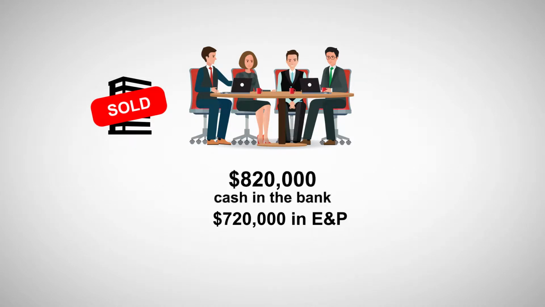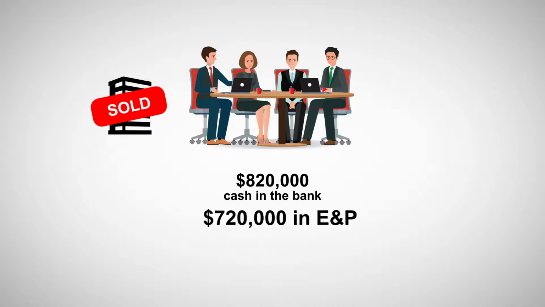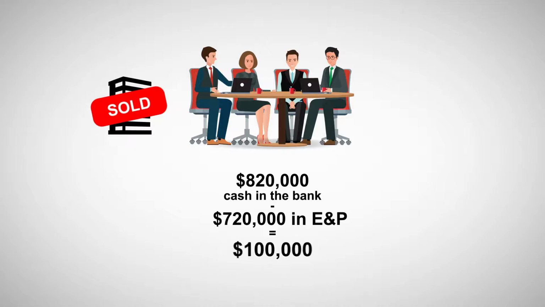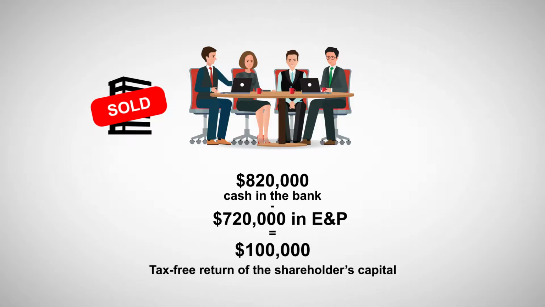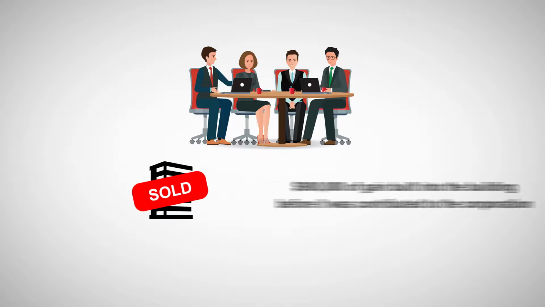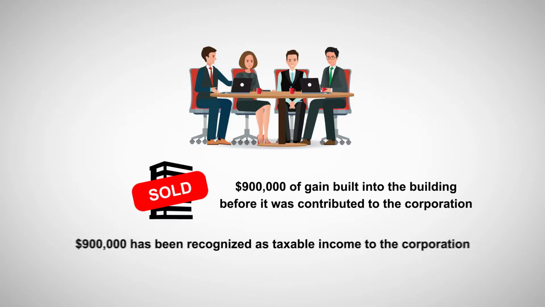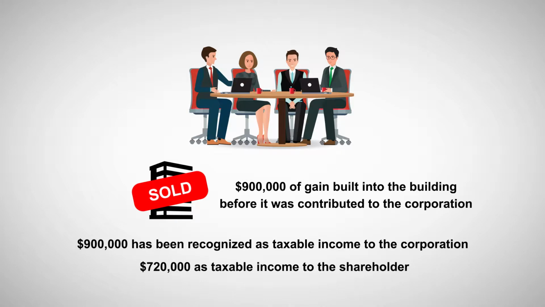If it were to distribute this $820,000 to the shareholder, the first $720,000 would be considered a distribution from earnings and profits, and therefore a dividend includable in the shareholder's gross income. And the next $100,000 would be a tax-free return of the shareholder's capital, in other words, the same amount as his adjusted basis in the stock. Accordingly, although there was just $900,000 of gain built into the building before it was contributed to the corporation, after the building's sale and distribution of those sale proceeds to the shareholder, $900,000 has been recognized as taxable income to the corporation, and another $720,000 as taxable income to the shareholder. Not quite double, but considerably more gain than that with which the shareholder started.